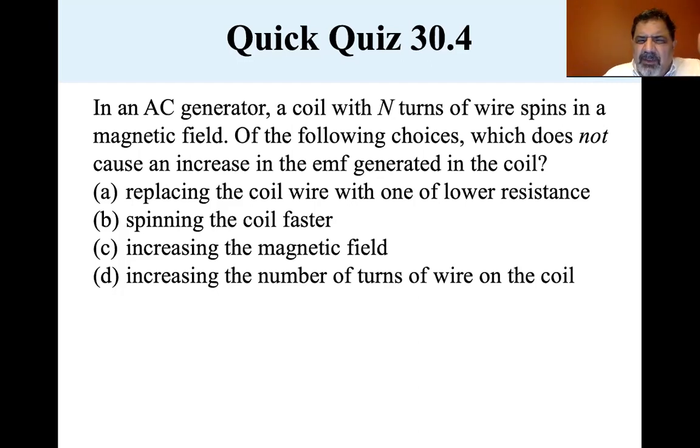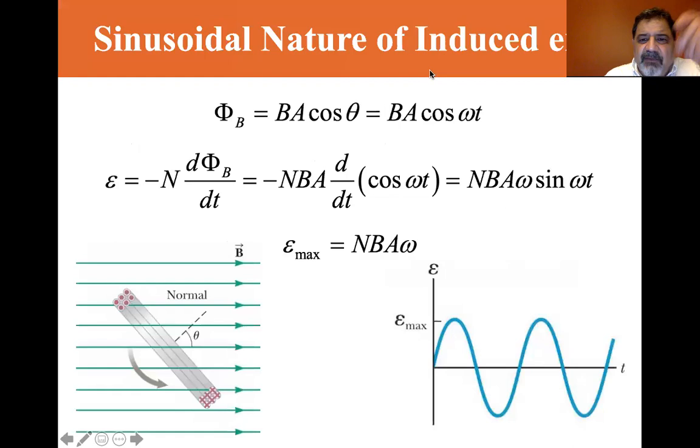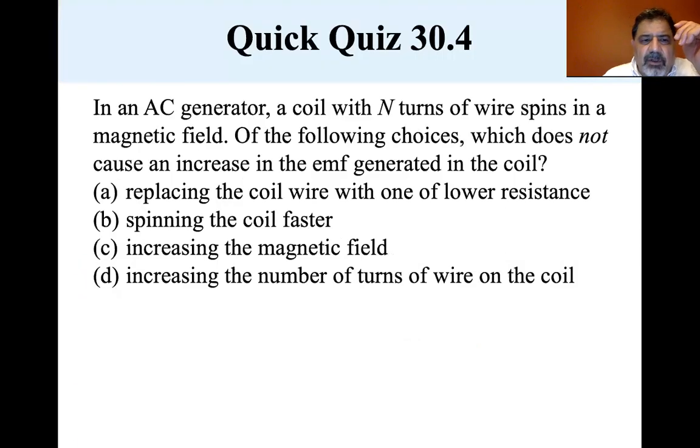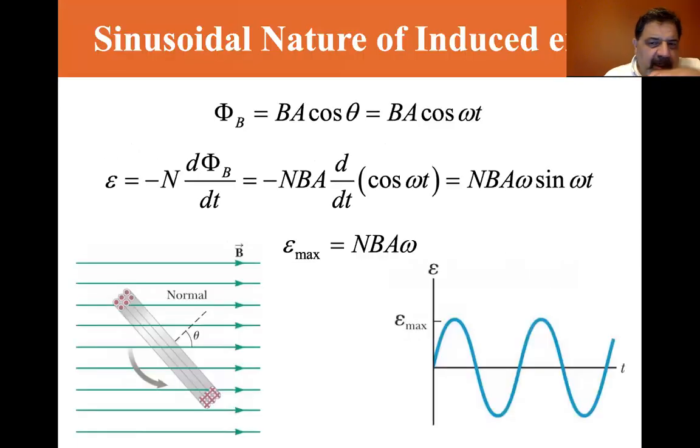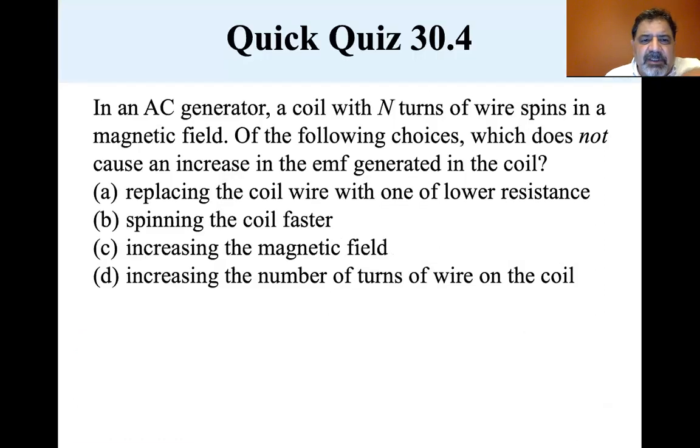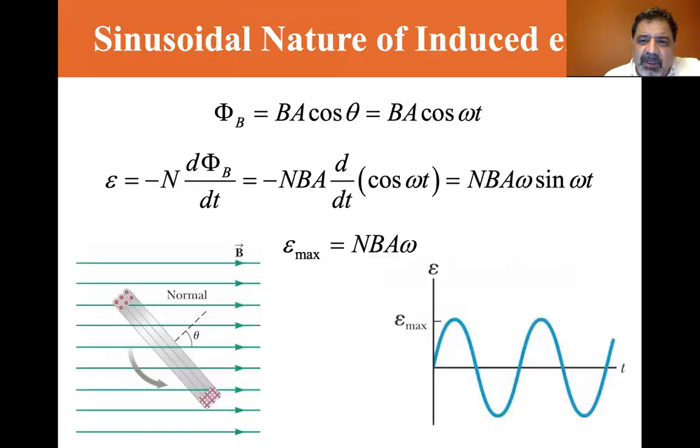Remember, let's go back to the equation. Oops, I just gave it away. Let's go back to the equation. E is equal to NBA omega. So replacing the coil wire with one of lower resistance: nowhere in there does it show anything about the resistance. Spinning the coil faster? Well, oops, wrong again. Omega is faster if you increase omega.